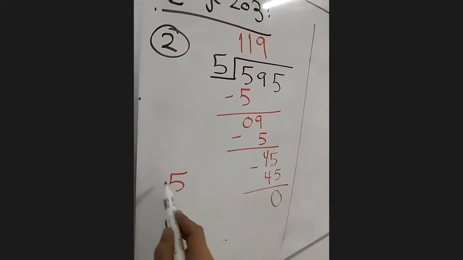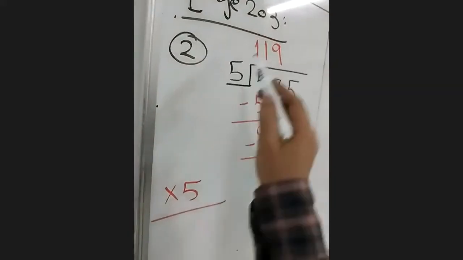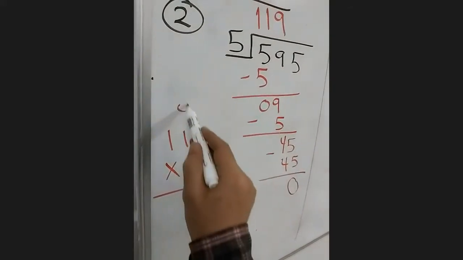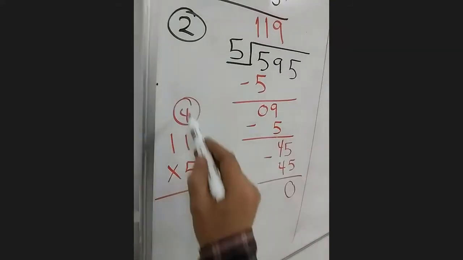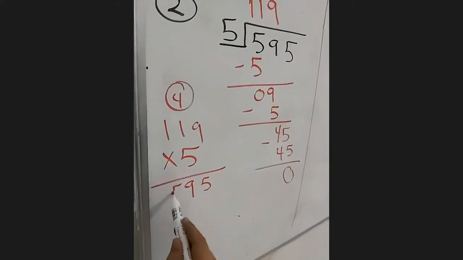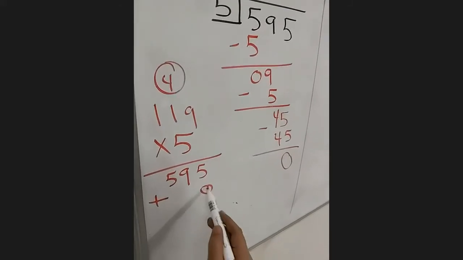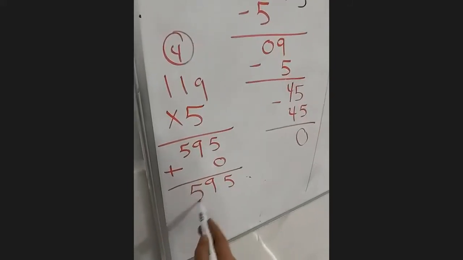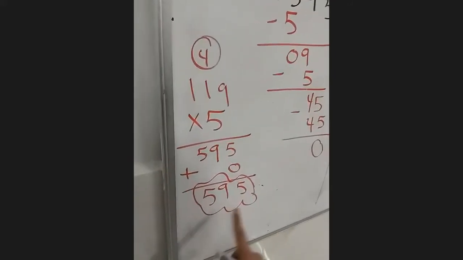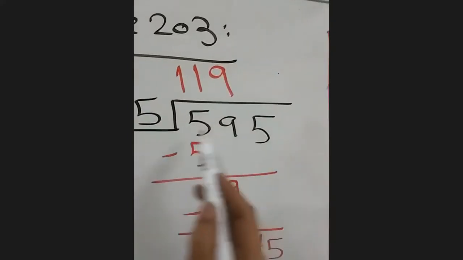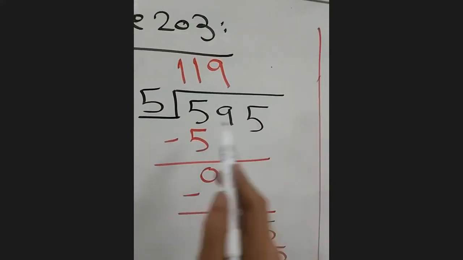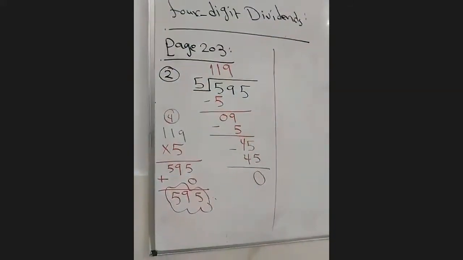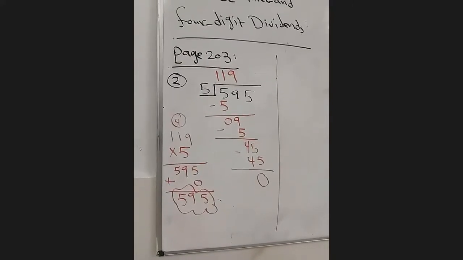Let's multiply 5 with 119. 5 multiply 9, 45. 5 multiply 1, 5, with 4, 9. 5 by 1, 5. Add the remainder, which is 0. 5 plus 0, 5. Then 9, then 5. The answer is 595. What's your dividend? 595 also. So my answer is correct.